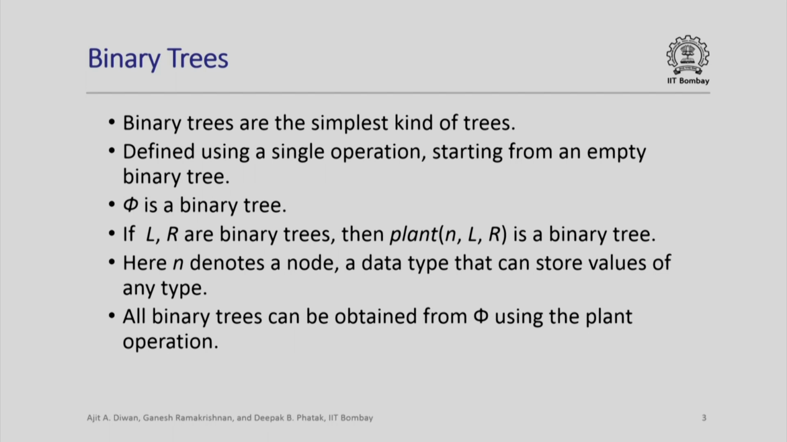In a sequence, the push operation used an element of type T and an existing sequence of type T to add one more element to that. In a binary tree, we use two already existing trees L and R and a node N, which can store any kind of data, and build a new binary tree. And all binary trees can be obtained from the empty tree using the plant operation.